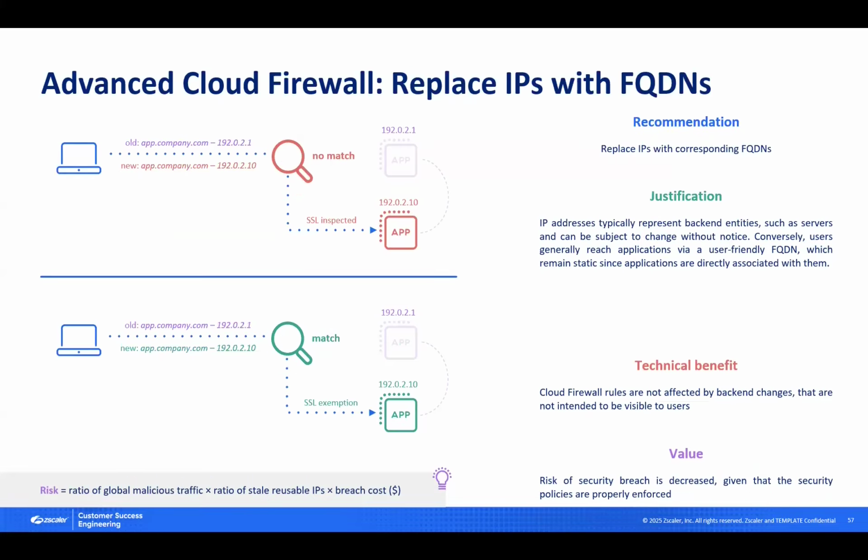Note that the ability to leverage FQDNs for firewall policy is specific to the Advanced Cloud Firewall license. For people with the Advanced Cloud Firewall license, it's highly recommended that rather than IP addresses, you rely on FQDNs to target your policies. This is because IP addresses typically represent backend entities such as servers and can be subject to change without notice. On the other hand, users generally reach applications via a user-friendly FQDN, and these generally remain static since applications are directly associated with them. Building your policy with FQDNs instead of IP addresses means that your cloud firewall rules will not be affected by backend changes at the destination.